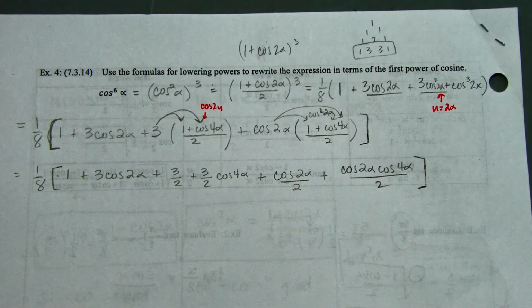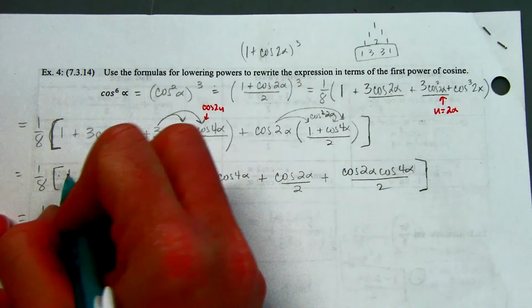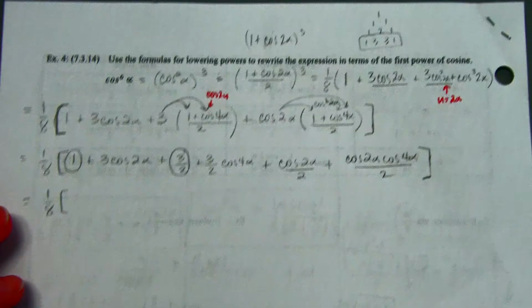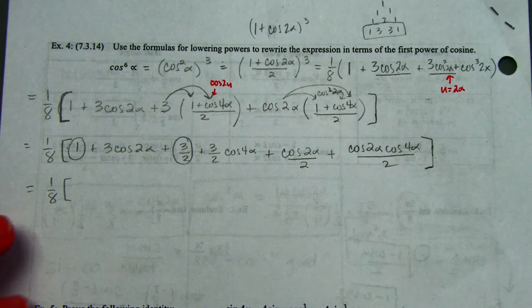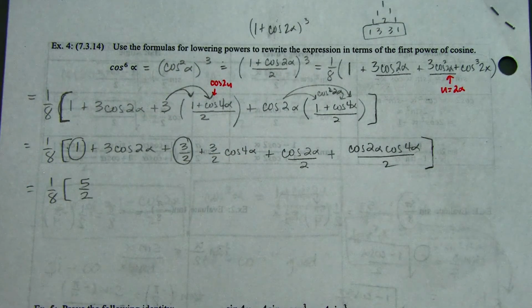No, you're not simplified all the way. I see some things that can be combined together. No, you're not done. Okay, so let's work inside the bracket for a minute. You've got a 1 and a 3 halves. What is 1 plus 1 1/2? I'm going to write it this way, if you don't mind, 5 halves. Okay, any other terms that can combine together?